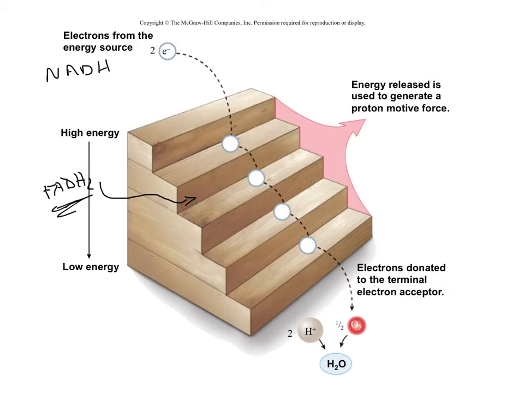As we release the energy from these electrons, we're going to establish a proton gradient. It says proton motive force here, but you should be thinking that we're actually moving protons to one side of the membrane so that we can have a high concentration of protons.